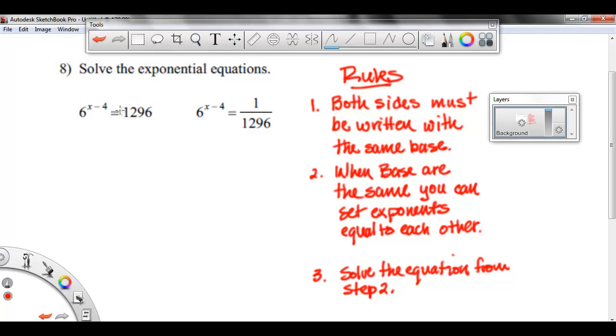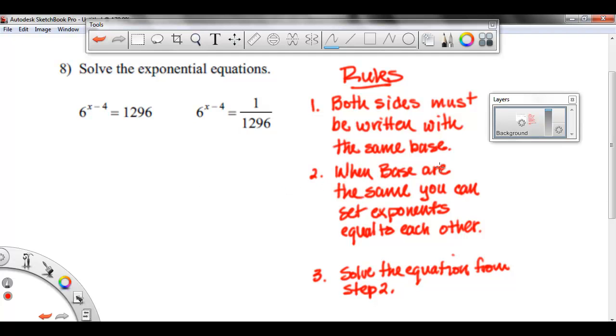And we have some rules that we have to lay down here. You can see one side we have a numerator, and on the right-hand side equation, we have a denominator. Okay, let's look at the rules. First rule is both sides must be written with the same base. I have a 6 on one side, so that 1296 must be written with a base of 6. On the other side we have a 1296 in the denominator, and it also has to be written with a 6. So you've got to make sure that that's done.